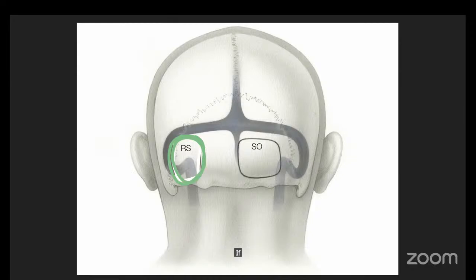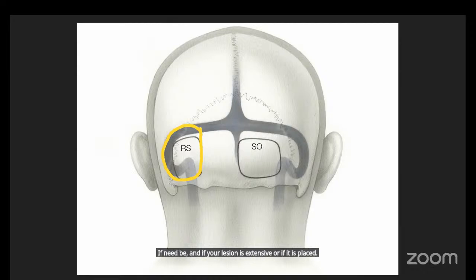If I take it away and also go on to expose the sinuses, then it will become our extended retrosigmoid approach. If need be, and if your lesion is extensive or if it is placed very interiorly towards the brainstem, then you can also choose to open the foramen magnum. You can extend the craniotomy, go downwards, open up the foramen magnum as well for extended exposure.